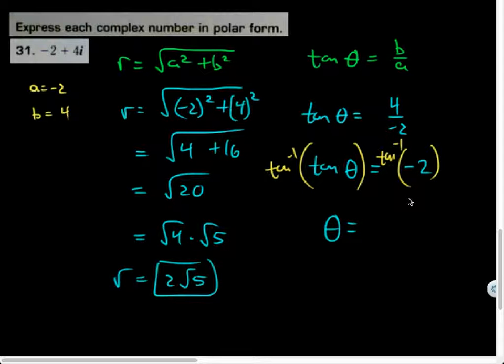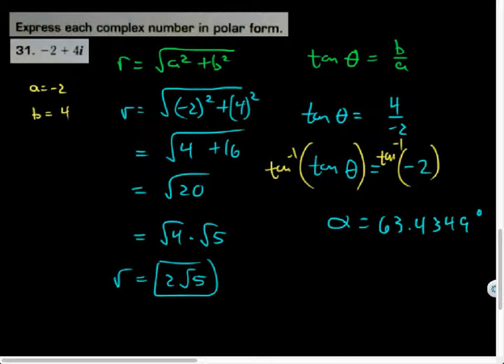Tell you what, I'm going to do this in degree mode. Let's see, so tan inverse of -2, close parentheses, and I get -63.43. So that means my reference angle, maybe I'll write it that way, is the 63.4349 degrees.